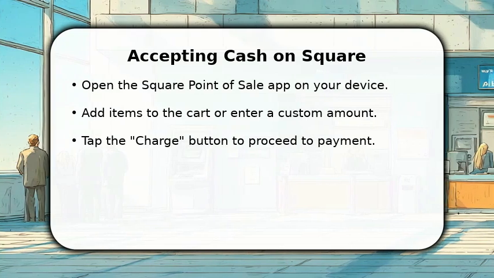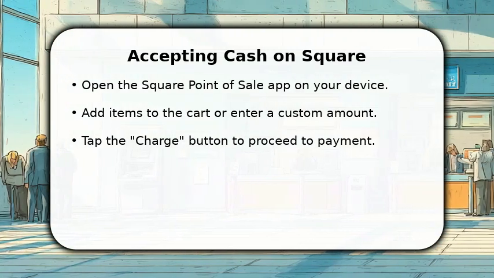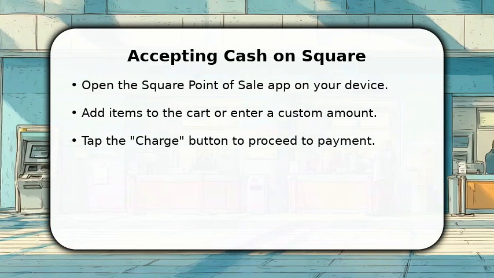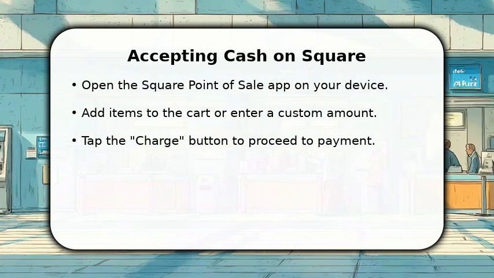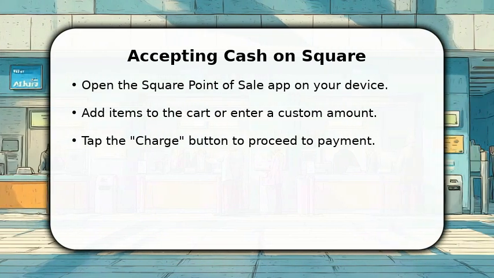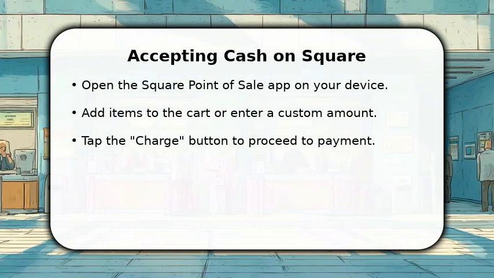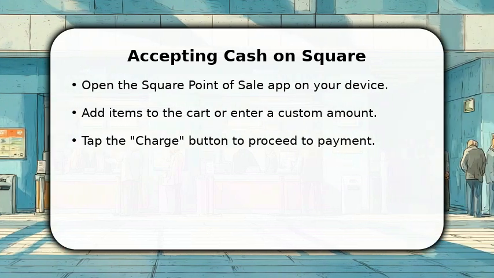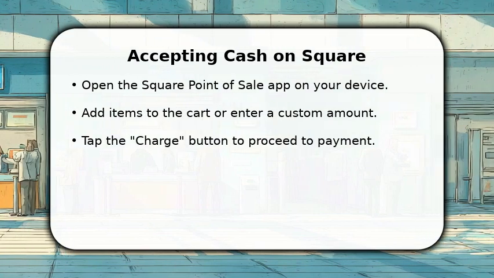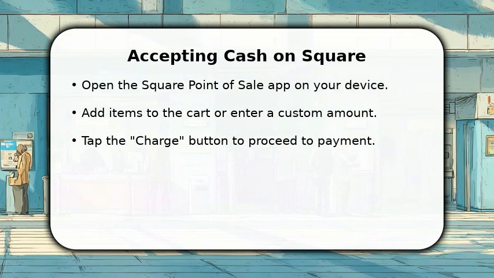In this video, I will explain how to accept cash on Square. First, open your Square Point of Sale app on your smartphone or tablet. This is your central hub for all transactions. Next, you'll add your customer's items to the cart or simply enter a custom amount for the sale. Once ready, tap the Charge button to move forward to the payment screen, ensuring a smooth start to your transaction.